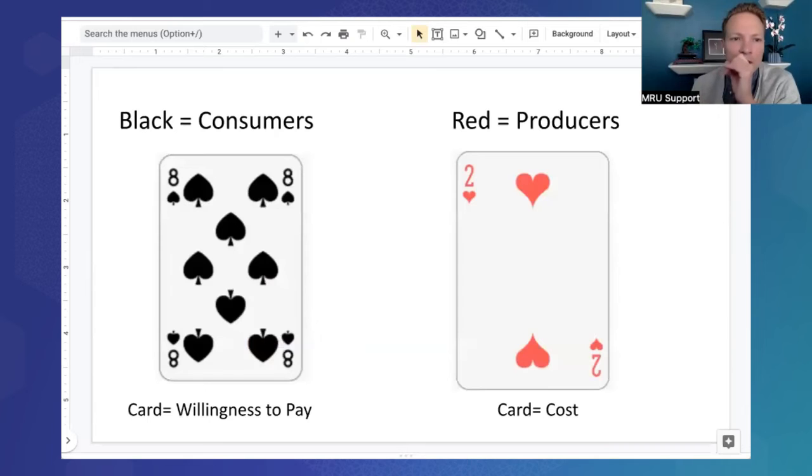And so what you can do is basically you hand out cards to the class. Each student gets a card. Now, some teachers play it with the whole deck. I like to take out the Jack through Ace, just to make it simple, that the number that they have is like their number. And so if you're black, you're a consumer. If you're red, you are a producer. And so if you're a consumer, the number here represents your willingness to pay. That's how much you would be willing to pay for the item. And then if you're a producer, the number represents your cost.